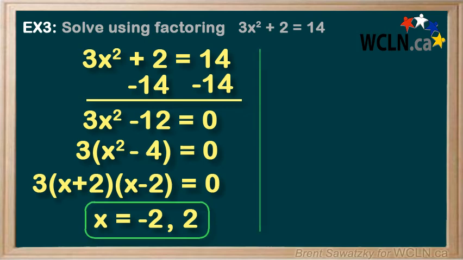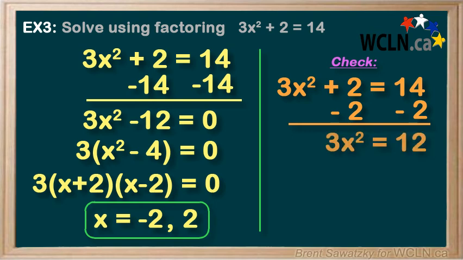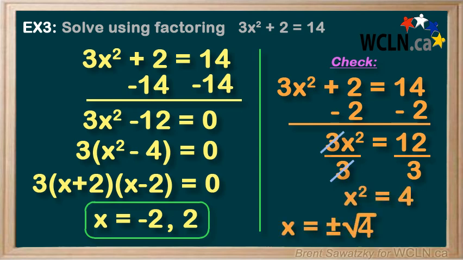And we can always use our isolating the variable skills to confirm this answer. Let's subtract 2 from both sides. 3x squared equals 12, and we'll divide both sides by 3, and we're left with x squared equals 4. So we'll square root both sides, remember the plus and minus, and we see our solution would be plus or minus 2. And this agrees perfectly with our new factoring method.